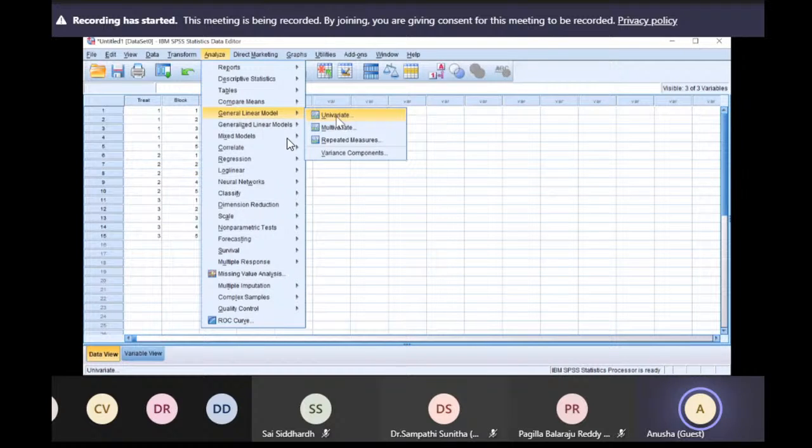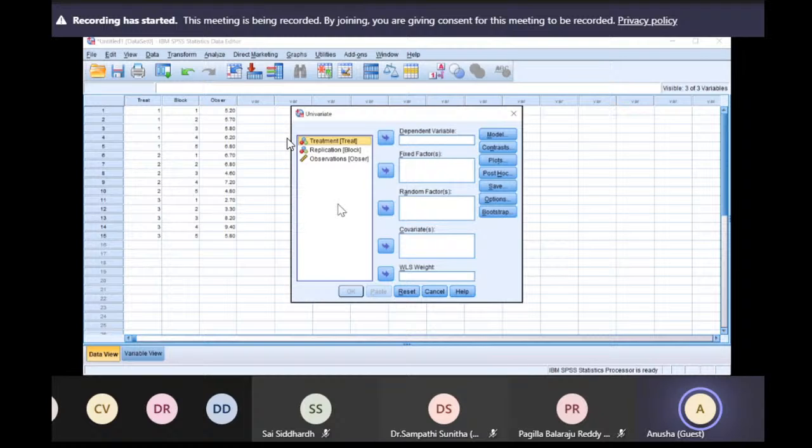There are multivariate analysis of variance and also repeated measures. So 3 are there. And also the variance component analysis. So whenever the effects are random, in those cases you are going for the variance component analysis. So all are under the part of general linear model. Another is also there, the general linear model, type 3 actually it is. Now go to univariate.